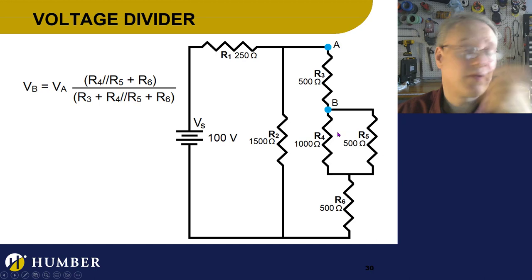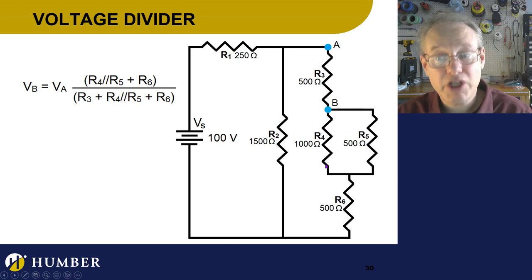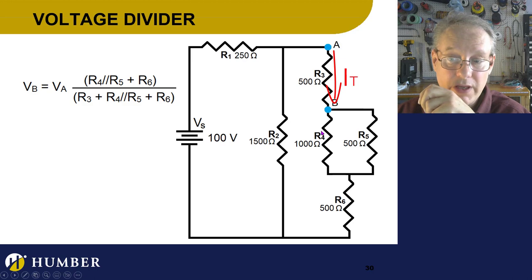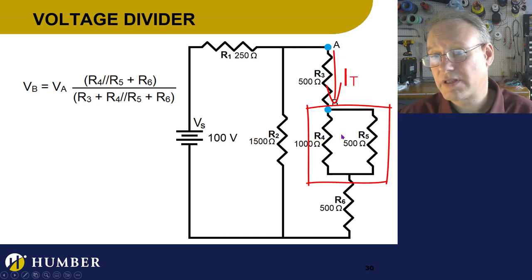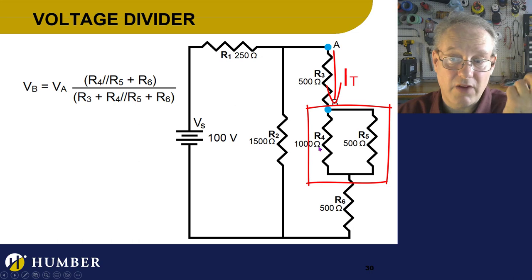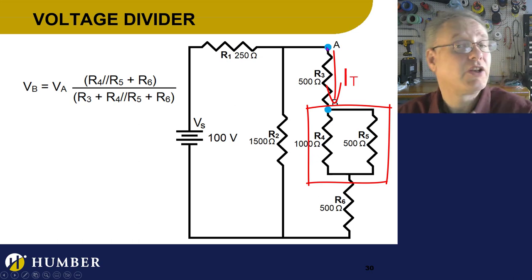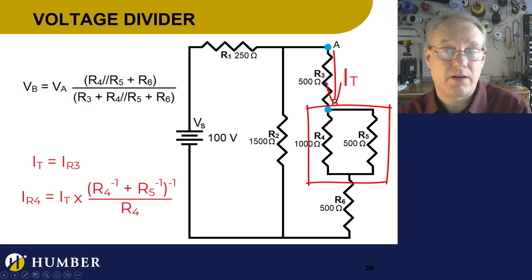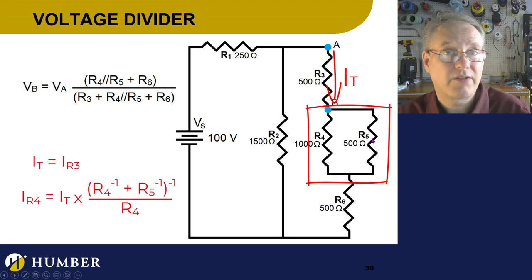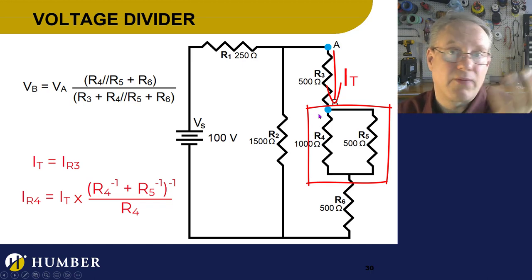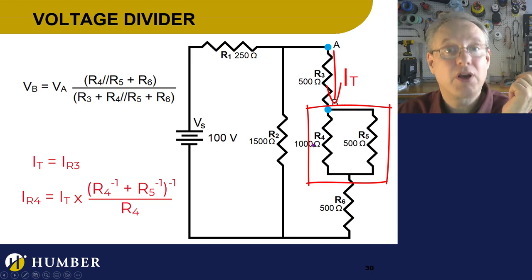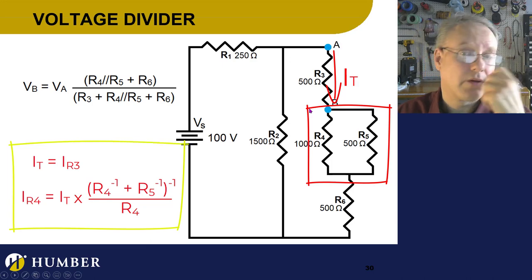If I wanted to use the current divider formula here, I could. If I wanted to see how much current R4 and R5 are drawing, I would find out how much current's going through R3, and then I would find out the resistance of this and this, and my total resistance would be the total resistance of just R4 and R5, because they are dividing the current. So if I wanted to know how much current was going through R4, if I knew the current going through R3, that would be my IT. So my IT going into here is divided amongst here and here. My RT is going to be R4 in parallel with R5, and then my R, whichever one I'm looking at, would be my R4. So it would be IT, the current going in, times RT, which is R4 in parallel with R5, divided by R4, and that would give me the current through R4.